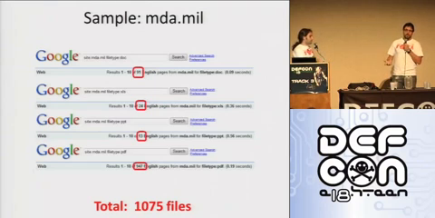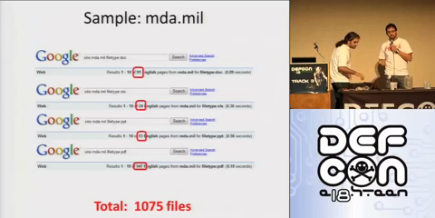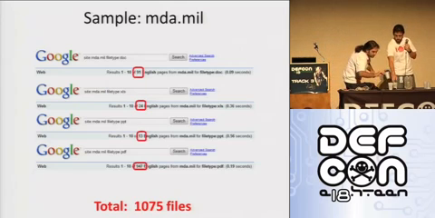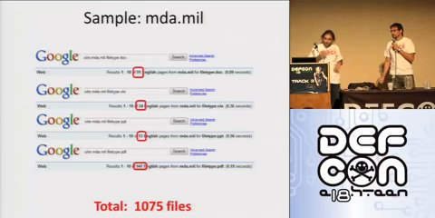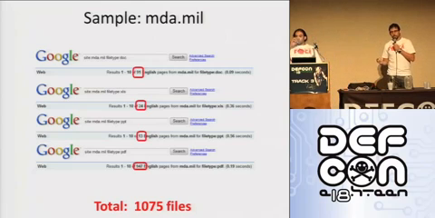But FOCA is not really about that. What FOCA does is, instead of taking one document, we're going to take as many documents as we can. So we're going to go to a web search engine, download as many documents as we can, and look at the information in all those documents. When you have one single document, you're going to have one user, one path, one printer. That's not very useful from a penetration testing perspective, unless you want to do some social engineering.